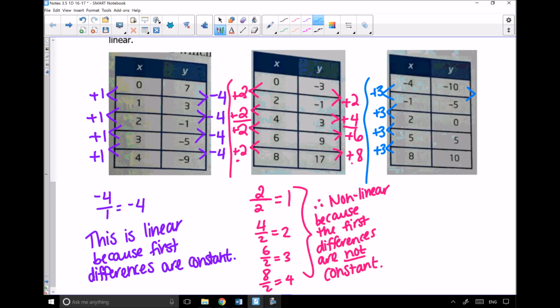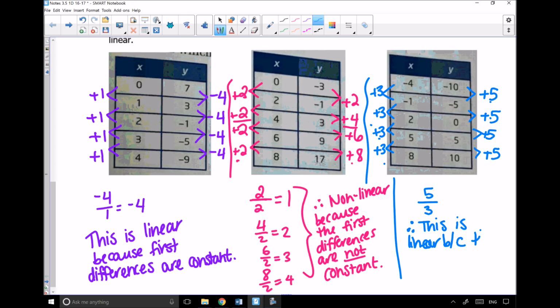Here, my y value from -10 to -5, it's going up by 5. Here, it's going up by 5. Here it's going up by 5, and from 5 to 10, it's also going up by 5. So essentially, for each one of these, I would get 5 over 3 every single time, right? It's not changing. So therefore, this is linear. Same exact reasoning.